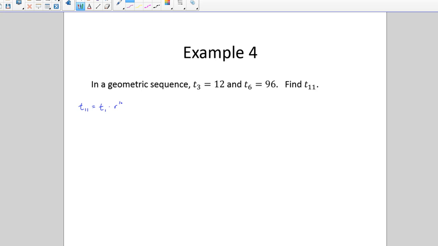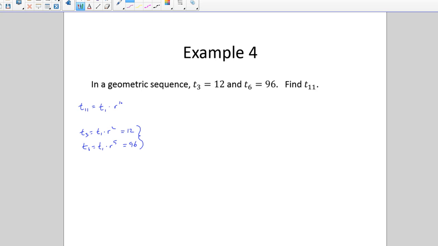Well, if we write the expression for t sub 3, we know that's going to be the first term times r to the n minus 1, which is r squared, and we know that equals 12. And we know that t sub 6 is going to be the first term times r to the 5th, and that's going to equal 96. So here we see that we have two equations with two unknowns.